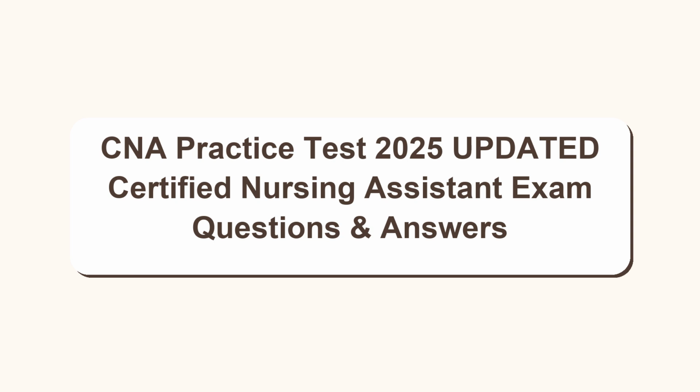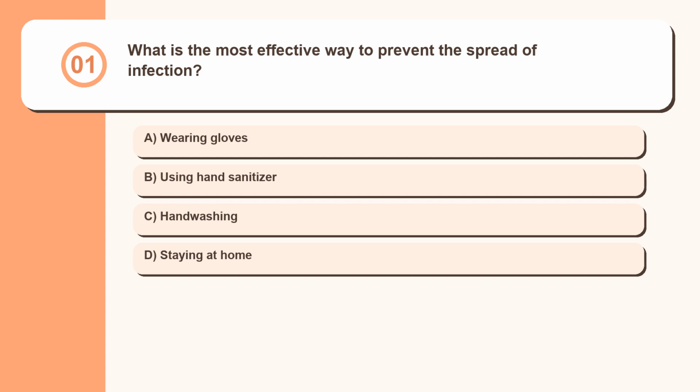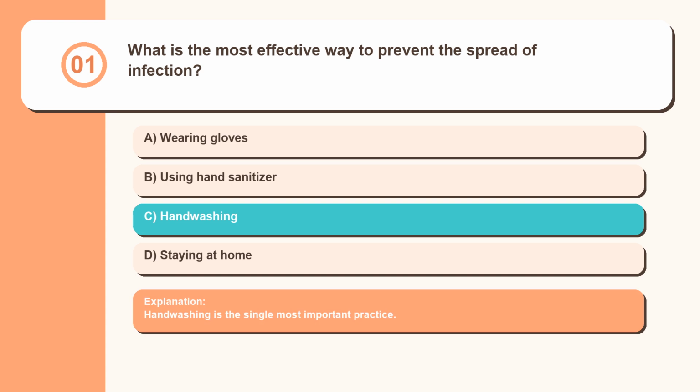CNA Practice Test 2025 Updated Certified Nursing Assistant Exam Questions and Answers. Question 1. What is the most effective way to prevent the spread of infection? Wearing gloves, using hand sanitizer, hand washing, staying at home. Hand washing is the single most important practice.